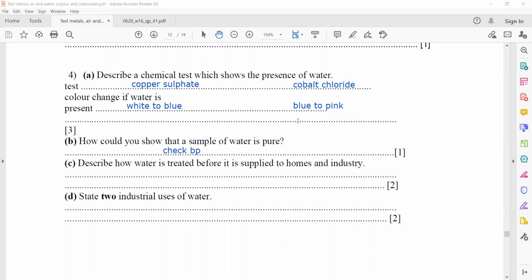Describe how water is treated before it's supplied to the home. Filtration and chlorination are done. These are the two main steps to make it useful for drinking. State two industrial uses of water. In industry, water is used as a coolant to cool things down, and it is also used as a solvent to dissolve substances.